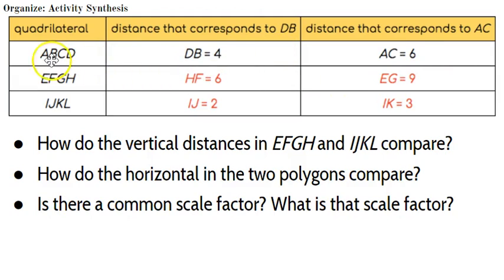So from ABCD to EFGH, we're scaling by multiplying by 1 and 1/2. When you go from ABCD to IJKL, you're actually multiplying by 1/2 or dividing by 2. So we have that scale factor being used in each of those situations.